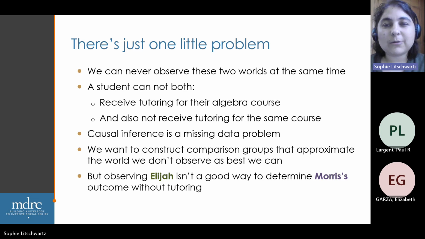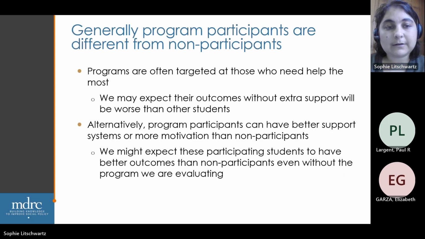And so, one way people often talk about causal inference, or trying to figure out the effects of things, is as a missing data problem, where we want to figure out what happens in the worlds we don't observe. And so we try to construct comparison groups that approximate these worlds as best we can. But an important thing is that observing the outcomes we observe for Elijah isn't going to be a good way of determining Morris's outcomes without tutoring because these are different students. And in general, program participants are pretty different from non-participants.